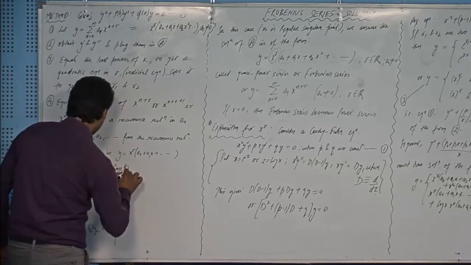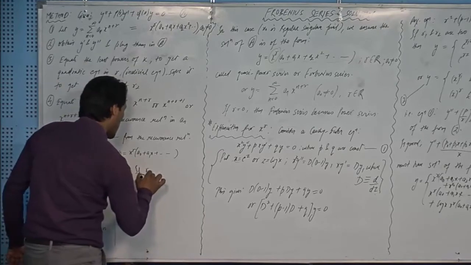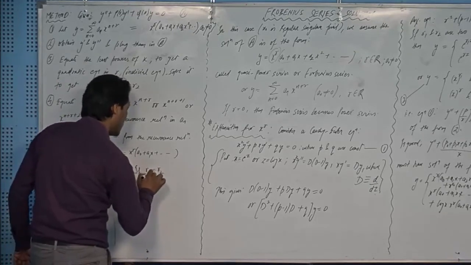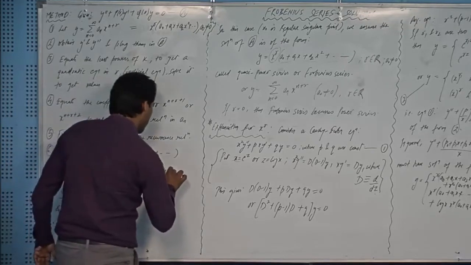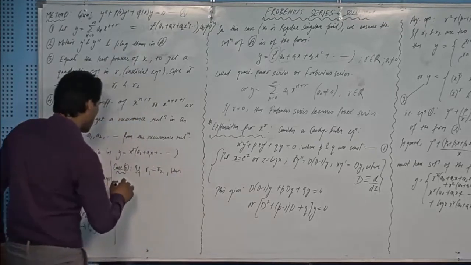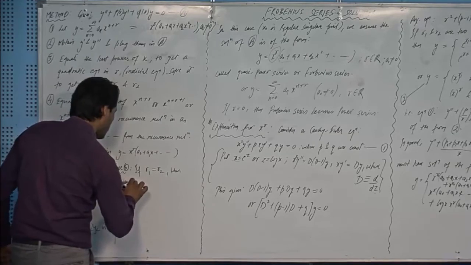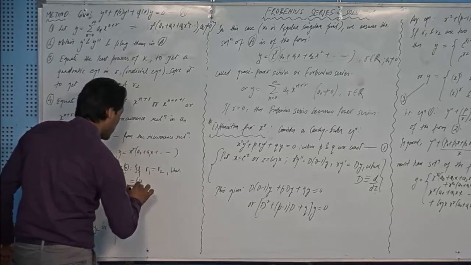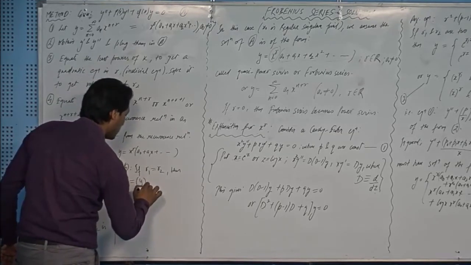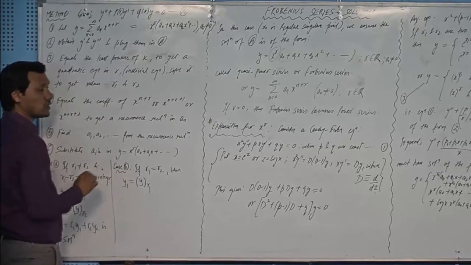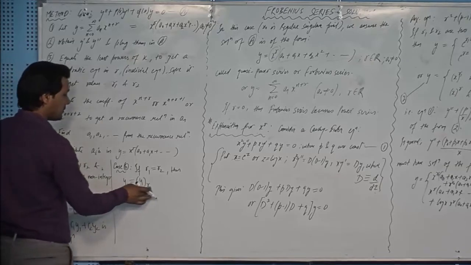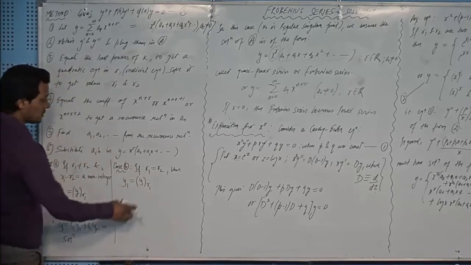Case B, if R1 is equal to R2, means the roots are equal, right? Then the first solution y1 is given by putting R1 here. In place of R, you should put R1. You will get the first solution, right? But how to get the second solution?